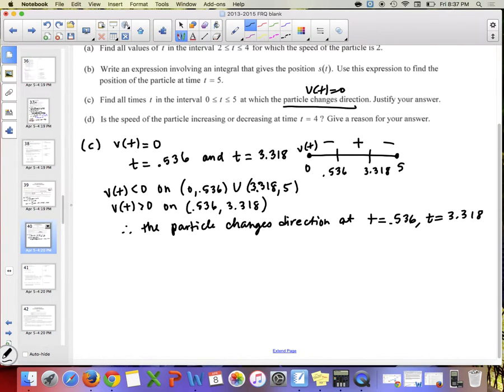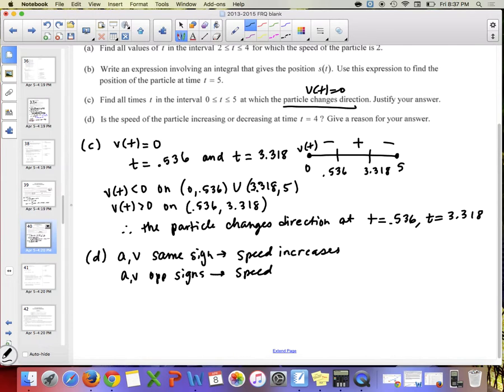All right, and then part D. It says, is the speed of the particle increasing or decreasing? This has been a very common one the last few years. So like we said before, if the speed is going to be increasing, we need for acceleration and velocity to have the same sign. You don't have to write this on your test, but I'm just writing it for your reference.